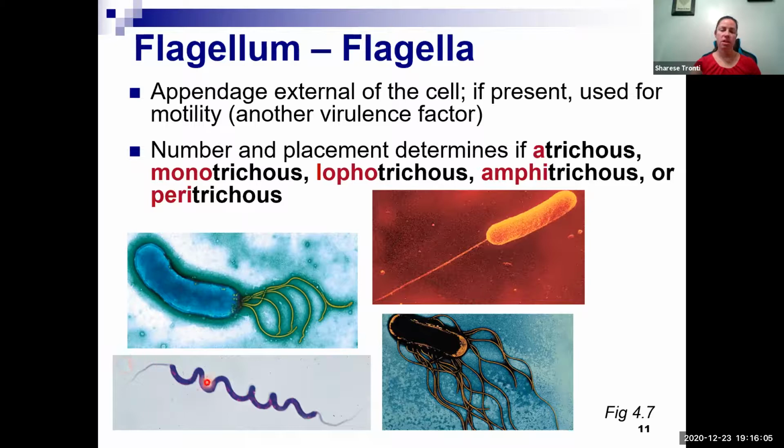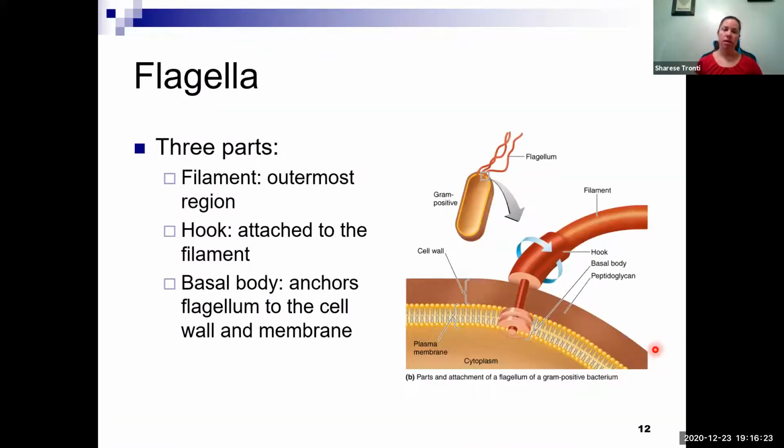Amphitrichous has one on each end. Amphi usually means both, so it has flagella on both ends. And lastly, peritrichous is where we have lots of flagella on the entire surface of the cell. There are three parts of the flagella. The outermost region, which makes up the majority of the flagella, is called the filament. Then we have the hook, which is kind of in the middle, and the basal body down here is what anchors the flagella into the cell membrane.